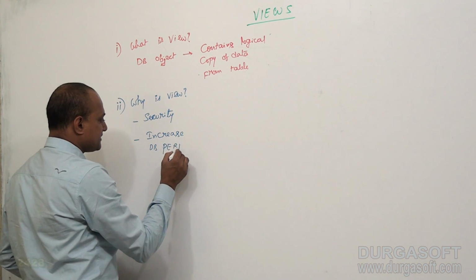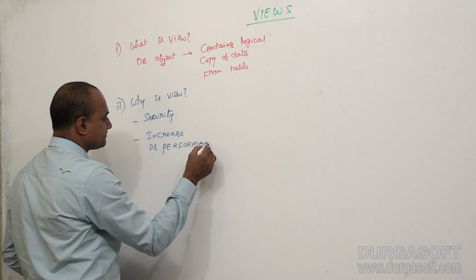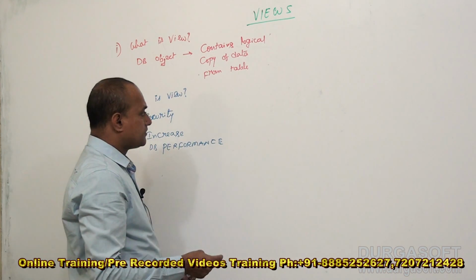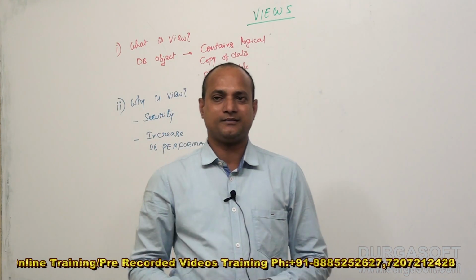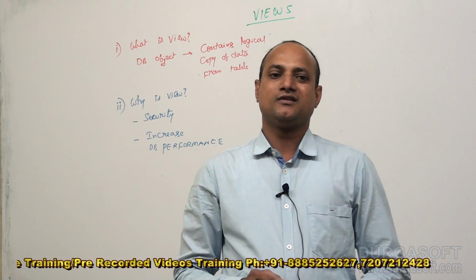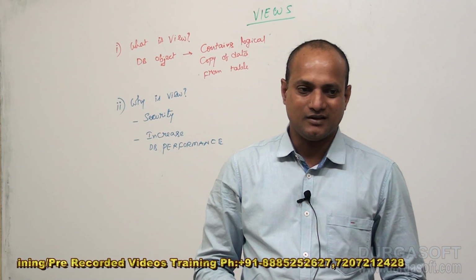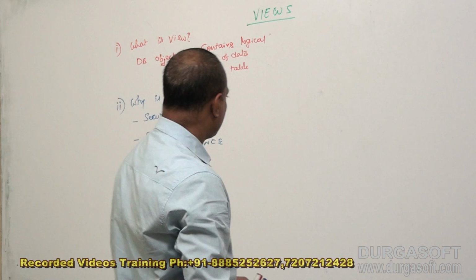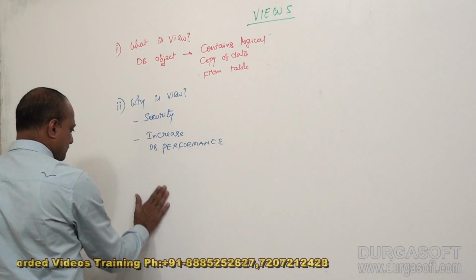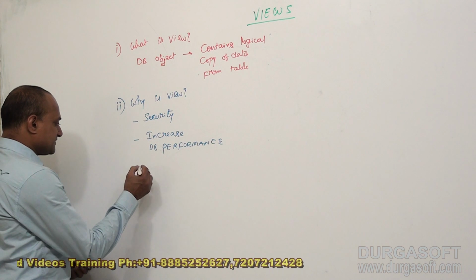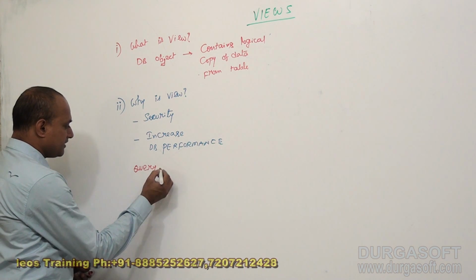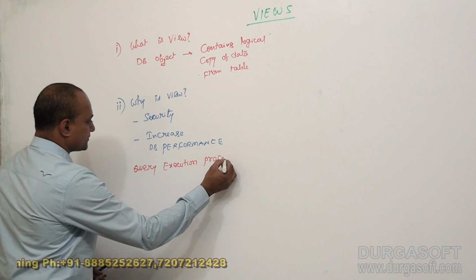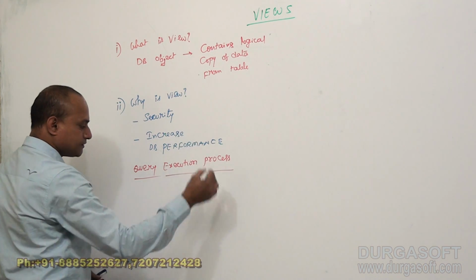So how is it increasing database performance? Let me discuss that point. Let us see what is a view. It is a database object. Why a view? A view can provide security and also it improves database performance. To understand this point, we need to understand the query execution process. Listen carefully.